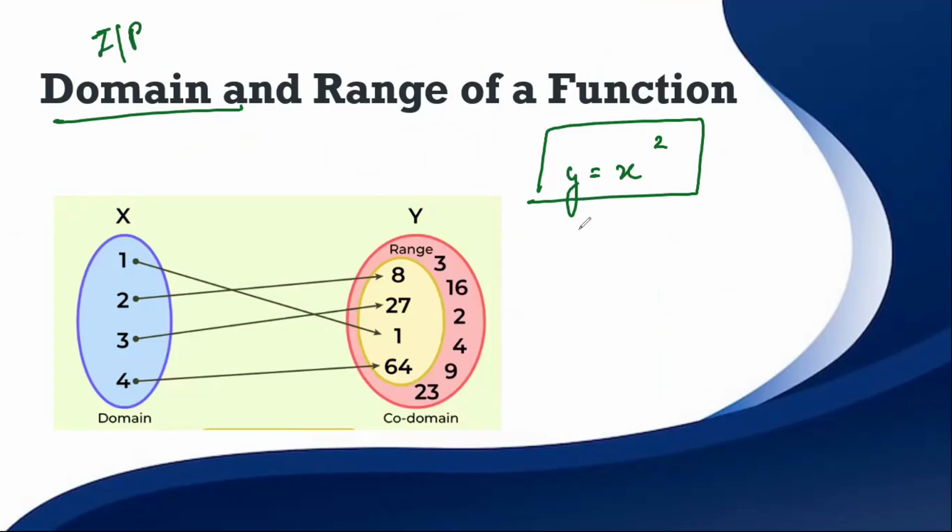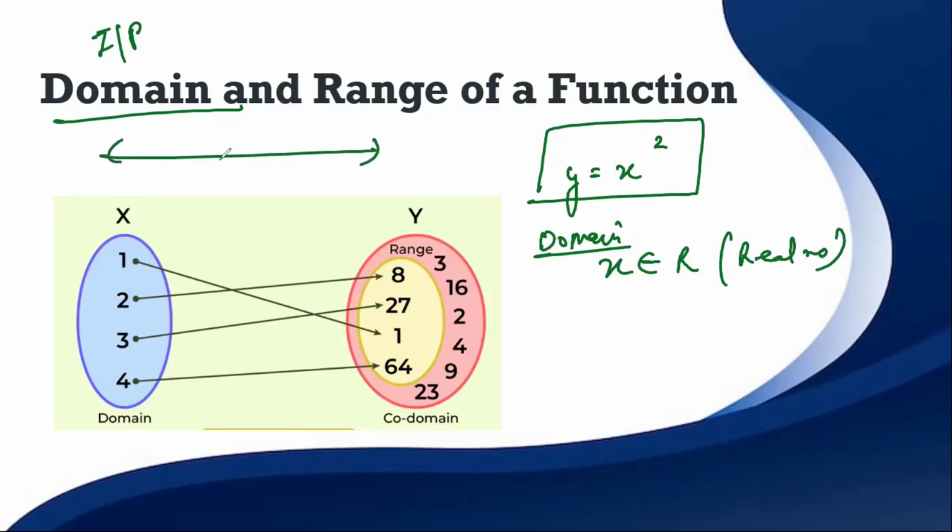Whenever we can put any value of x, we can say that x belongs to R. This is my domain. R means any real number, a number which lies on the x-axis. I can't take an imaginary number. I can take any real number present on my x-axis. On the x-axis, we have the positive values here and the negative values here. In between, we have the decimal values, fractions, and irrational numbers like root 2, root 3, and so on. These are the real numbers.